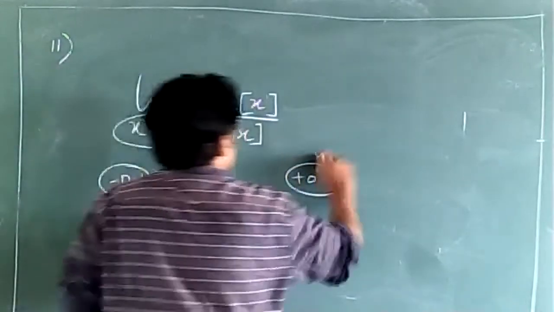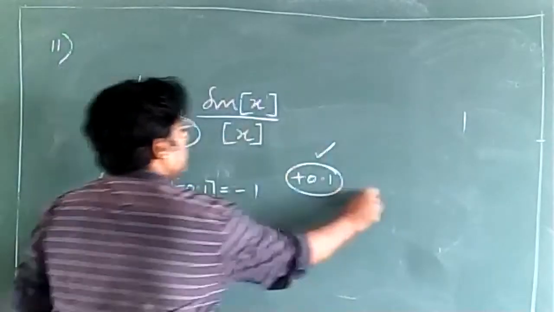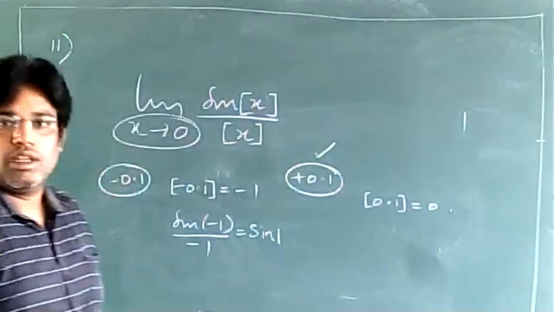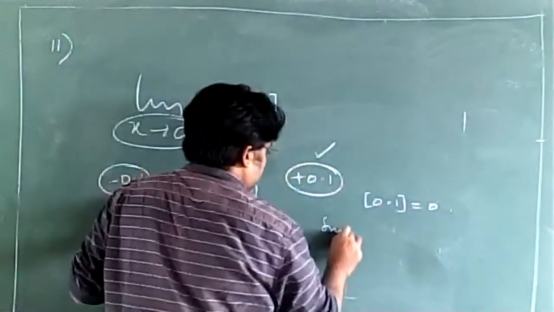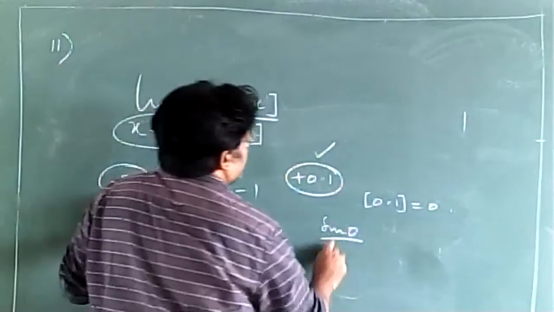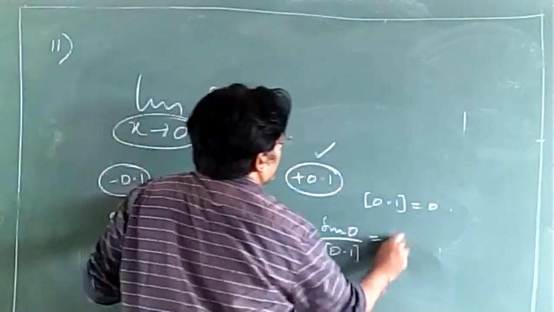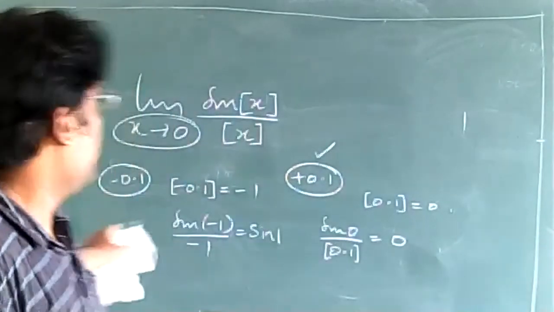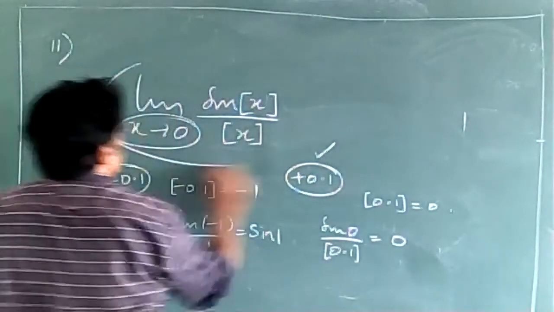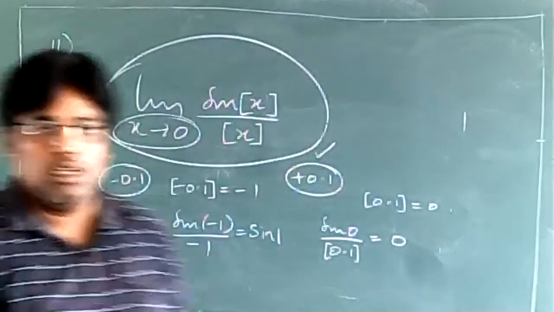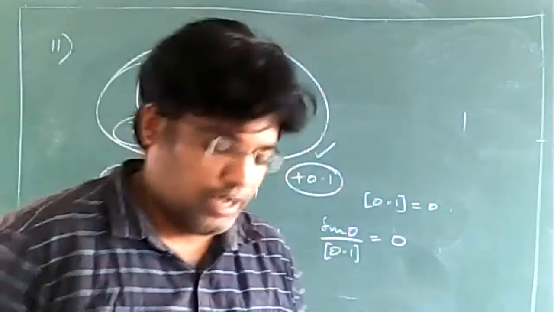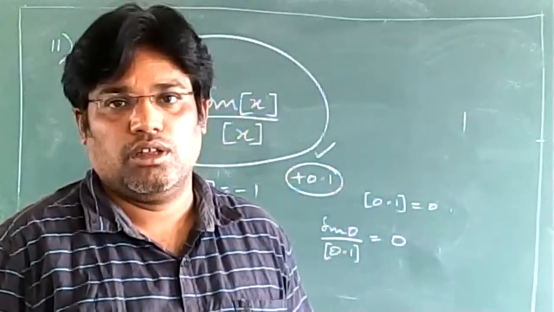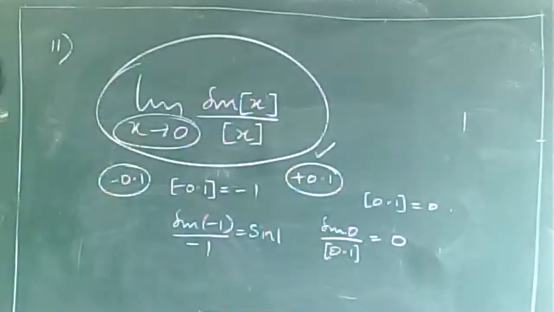Coming to right hand limit, 0.1. What is the step function of 0.1? It is equal to 0. So this part is sin 0 divided by step function of 0.1, which is equal to 0. So you can observe left hand limit is not equal to right hand limit. Means limit x tends to 0 of sin step x by step x does not exist, it is discontinuous at x equals 0. So that is the point to be remembered. Clear? This is about the 11th problem.